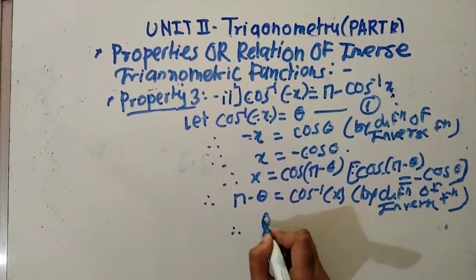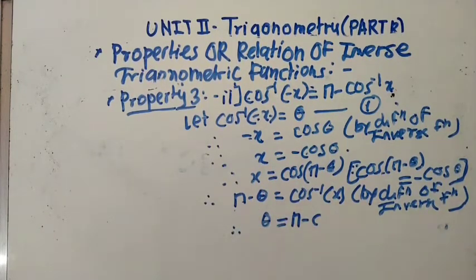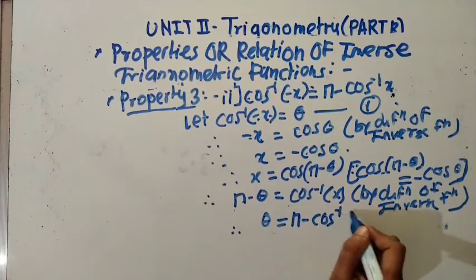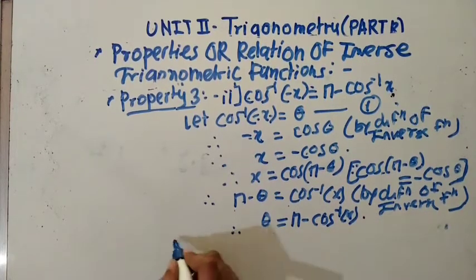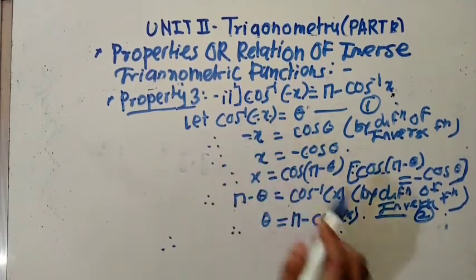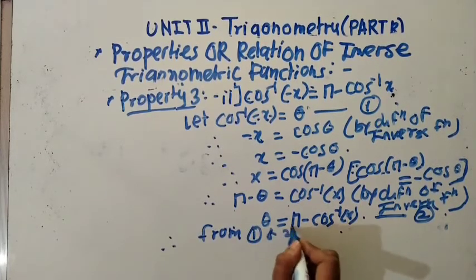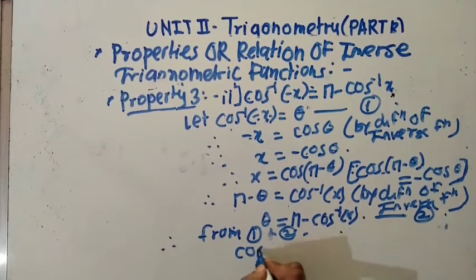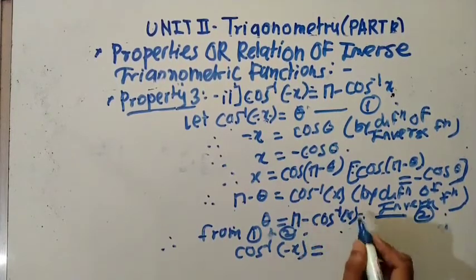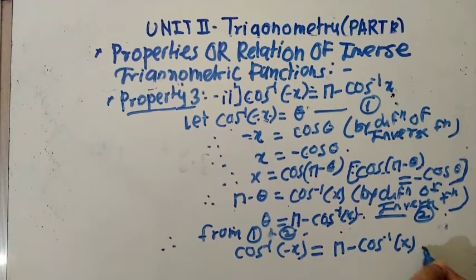Hence theta is equal to pi minus cos inverse of x. This is the second equation, and from 1 and 2 we write this equal to this. Hence from 1 and 2, theta is the same, so cos inverse of minus x is equal to pi minus cos inverse of x.